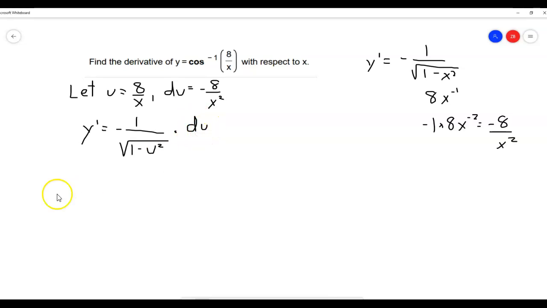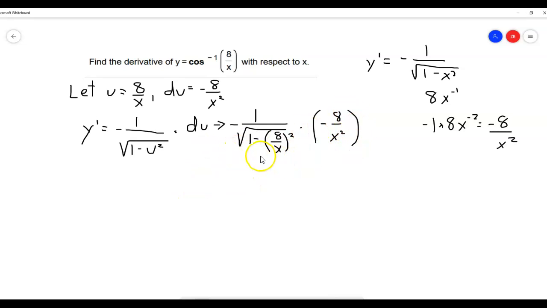So I can write it just like this. What does that mean? Now I'm going to try to save some space here, so I make a little arrow. That means it's negative 1 over the square root of 1 minus, my u is equal to 8 over x, squared, times negative 8 all over x squared. All right, so this is my derivative with respect to x, applying the chain rule.